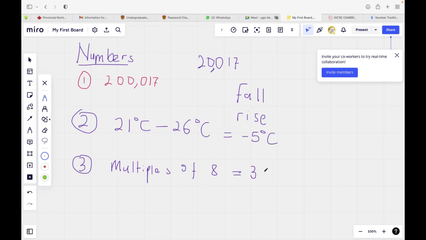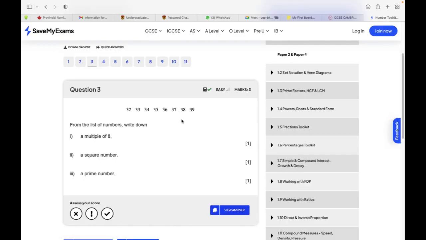From the list we have, the answer is 32. It's only 32. There's no other number. If there was 40, it would have been a multiple of 8, so we would have included 40. If there was 48, we would have included 48, and so on. But from the list of numbers given to us, 32 is the only multiple of 8. So we choose only 32. This is not, this is not, this is not. Now go to the next question quickly. You can view answers.